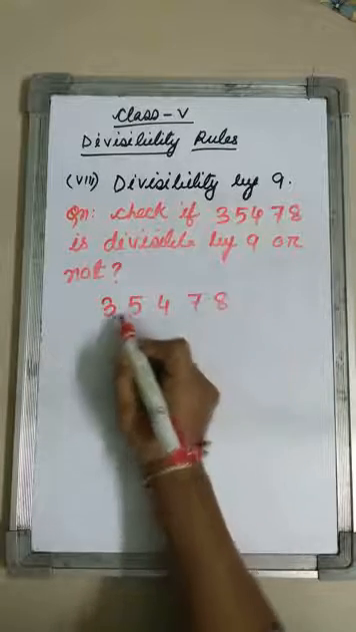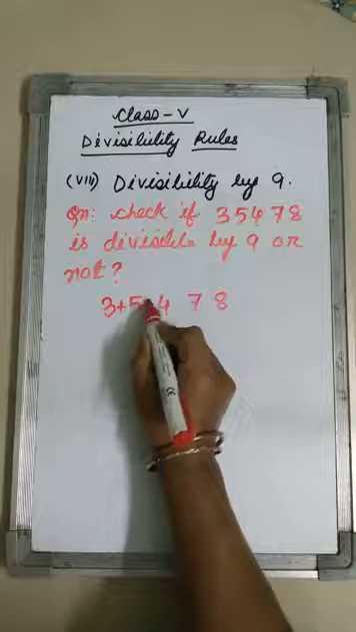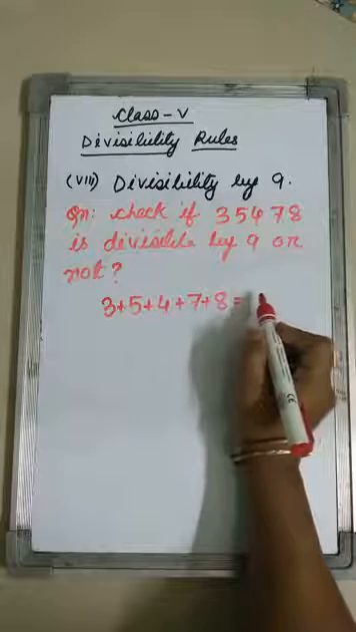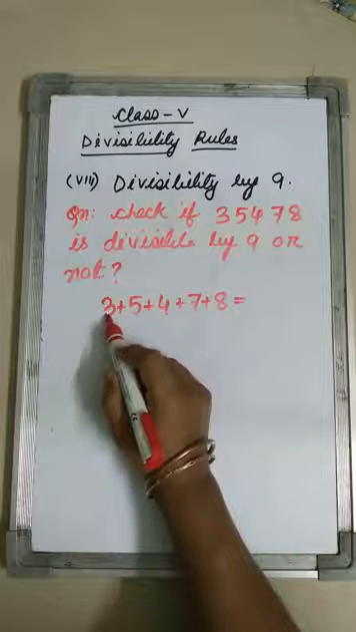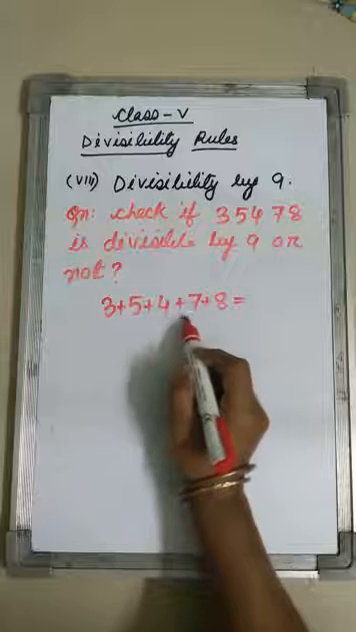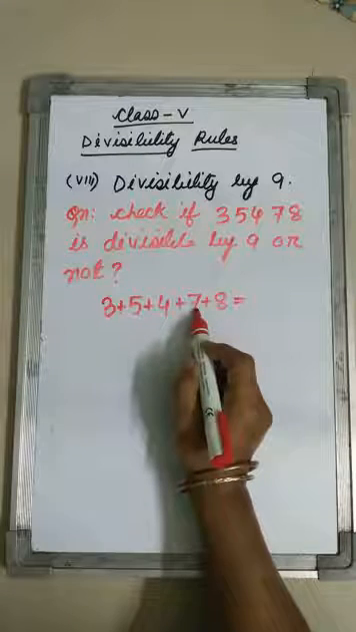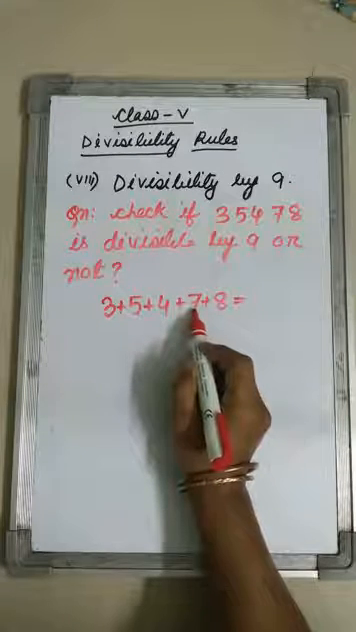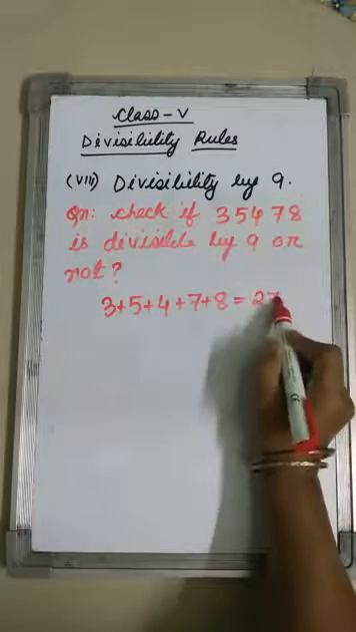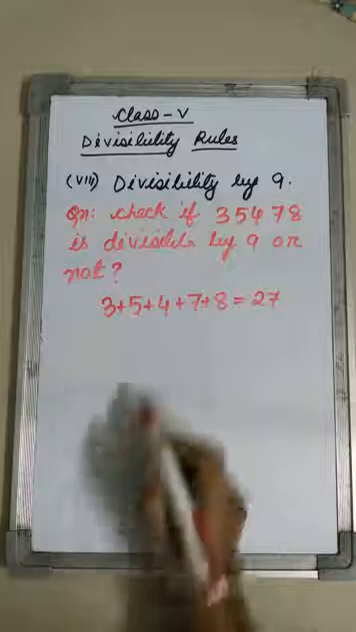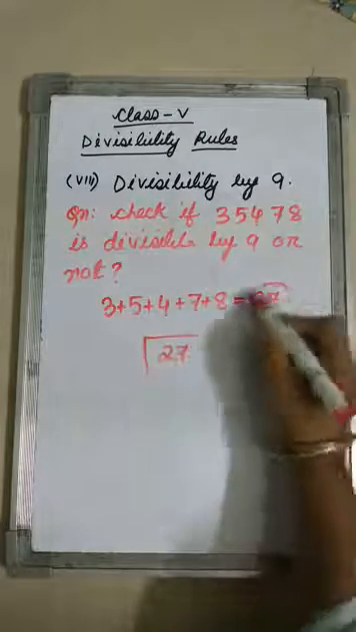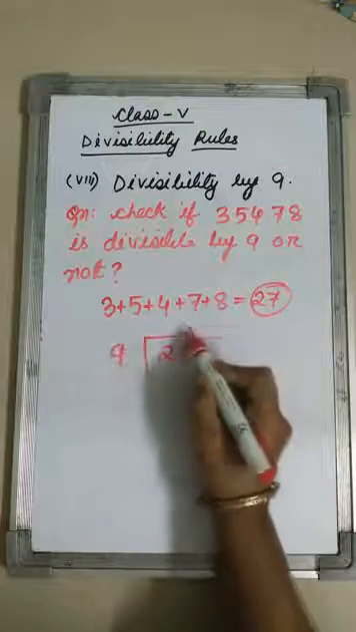What we have to do? Just the same way, add the digits. If we add the digits, what we get? 3 plus 5 is 8, plus 4, 12, plus 7, 19, 19 plus 8, 27. So what we have to do now? We have to divide this 27 by 9.